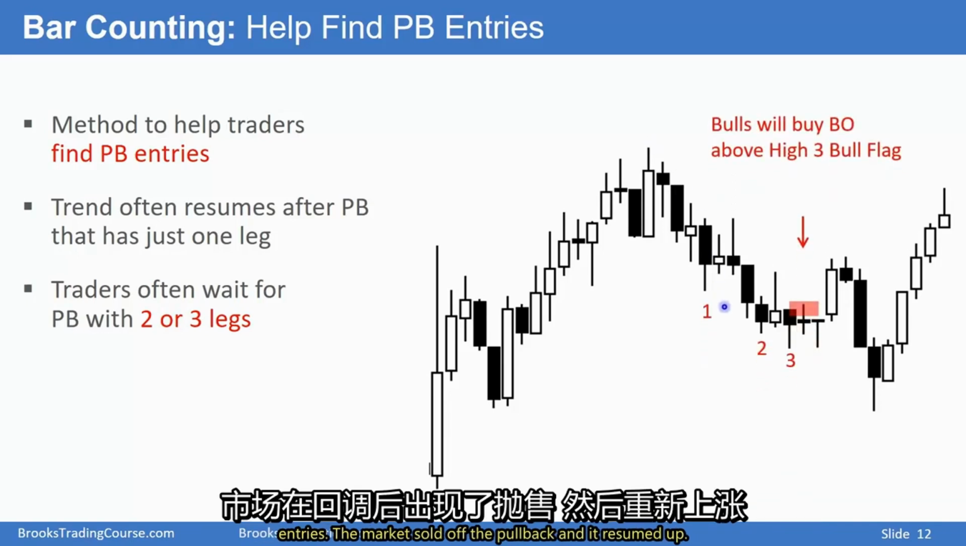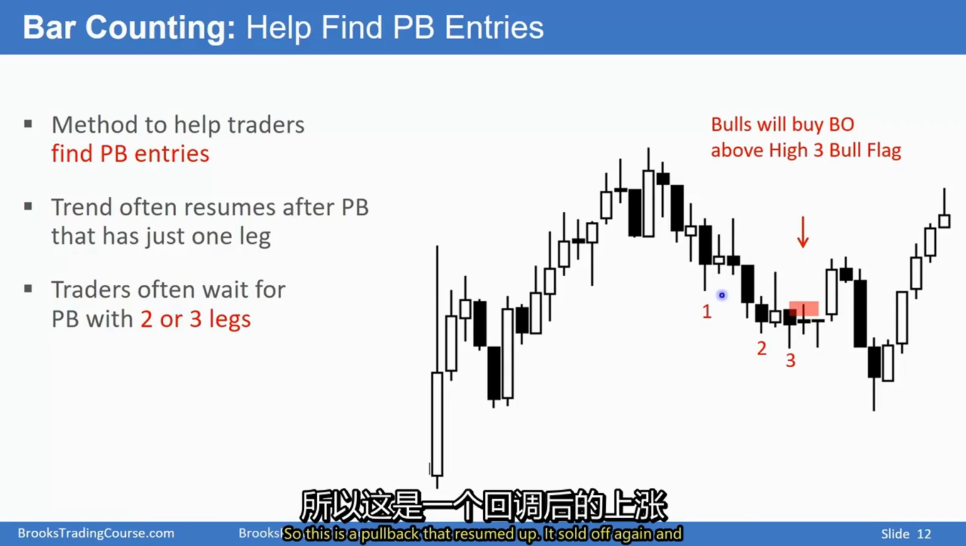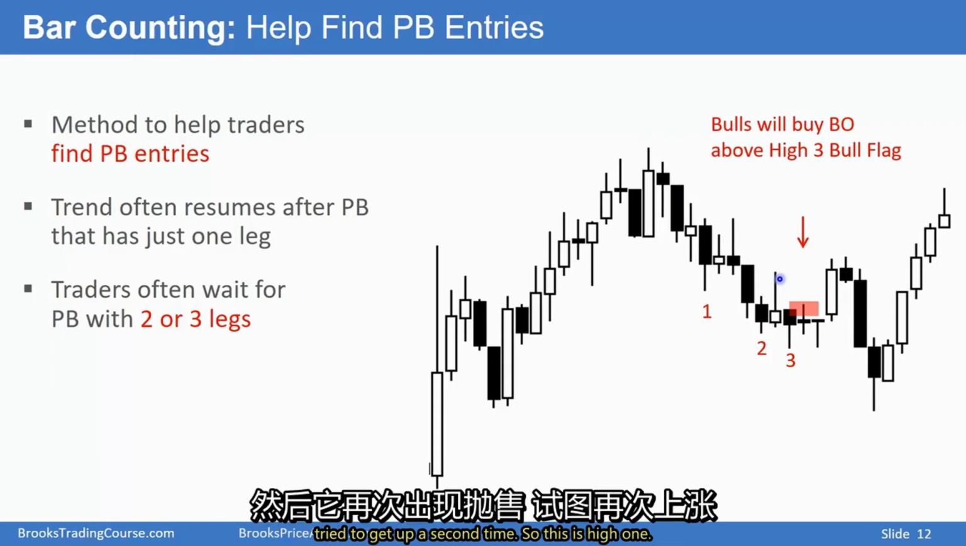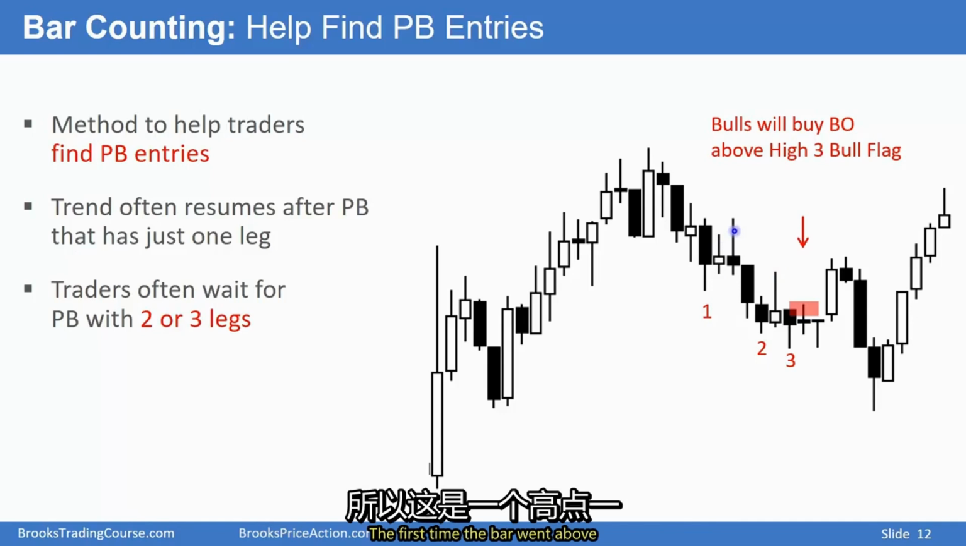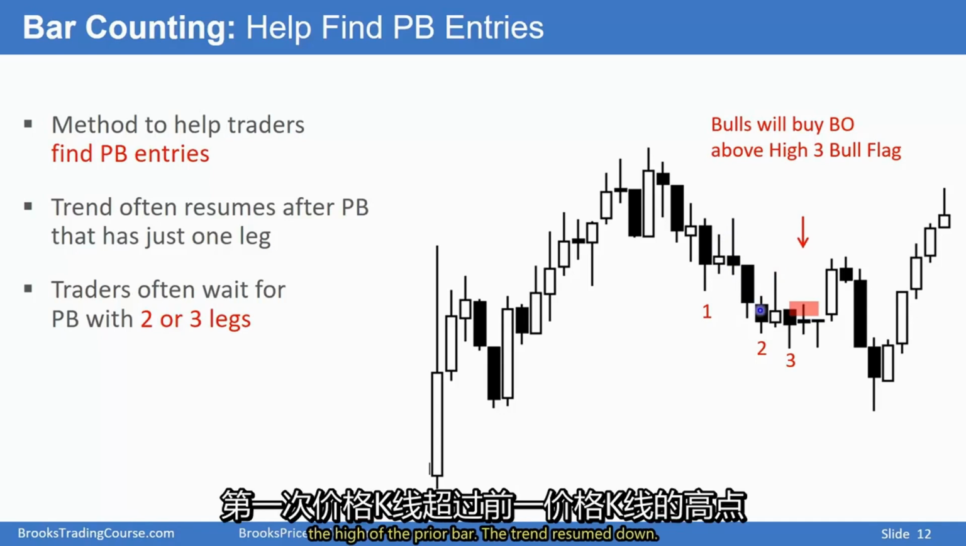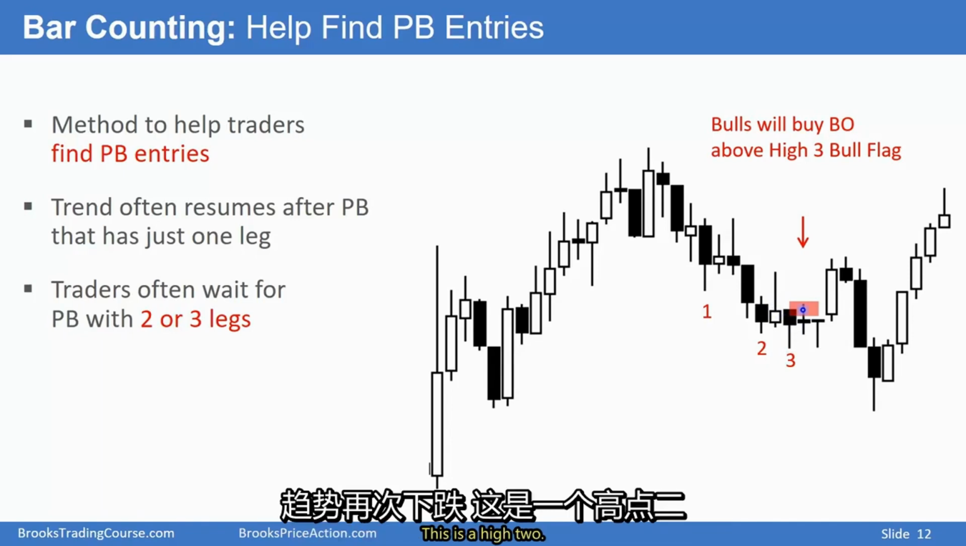The market sold off, a pullback, and it resumed up. So this is a pullback that resumed up. It sold off again and tried to get up a second time. So this is high 1. The first time the bar went above the high of the prior bar. The trend resumed down. This is a high 2. The trend resumed down again. This is a high 3.